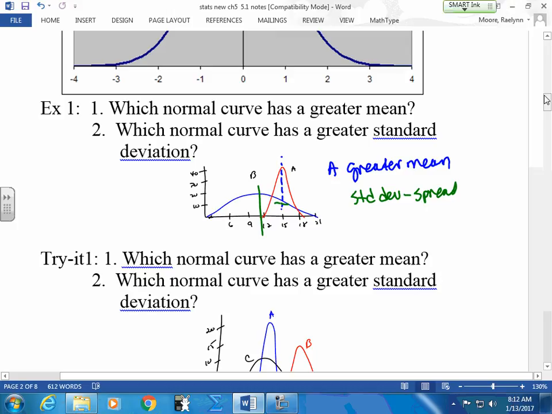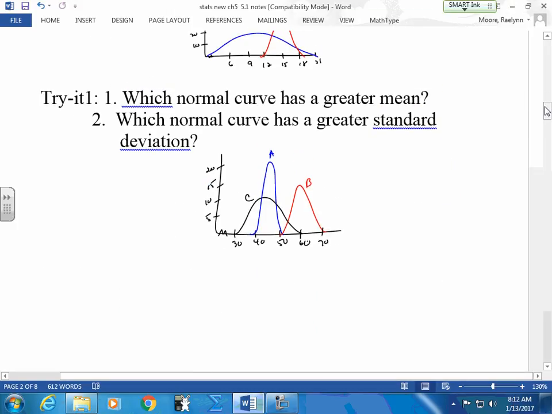That's very good. So take a look at these next two. Take a minute and tell me which curve has the largest mean. B. Why B? Furthest to the right. So my mean is going to be larger. C has the greatest standard deviation. So who has the greatest standard deviation? C, the larger of the standard deviations.